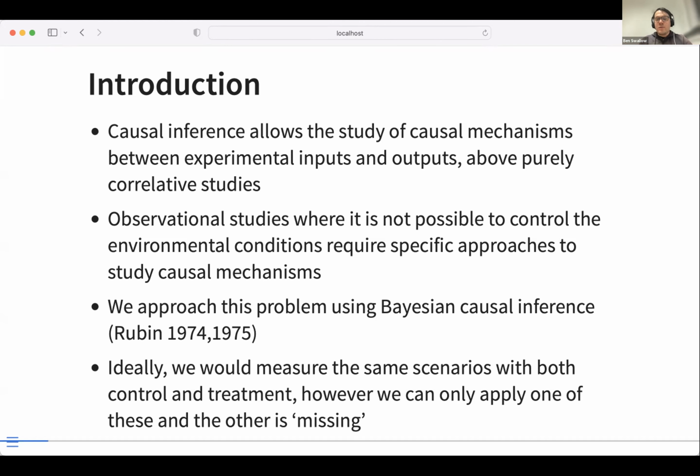The problem is that in environmental scenarios, we don't usually have the ability to apply both a treatment and a control. Really, only one of these is ever observed, and therefore whatever we don't observe is essentially a missing data point. If we're in a Bayesian framework, then it's comparatively easy to deal with missing data. We treat this as a data augmentation approach and are able to impute the missing values.